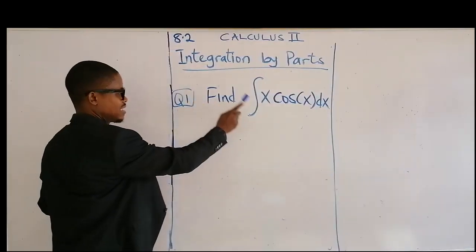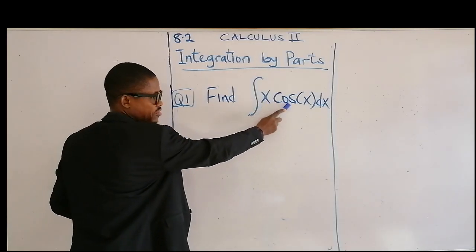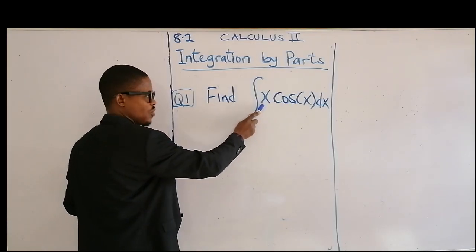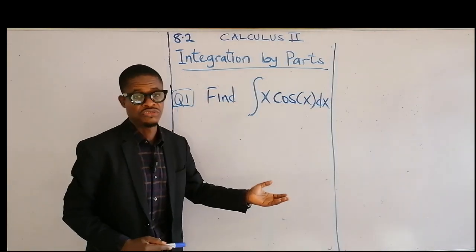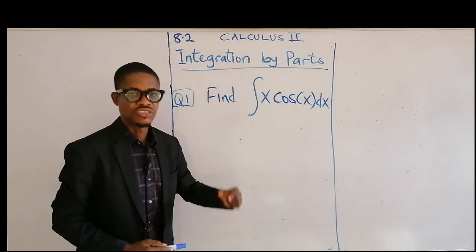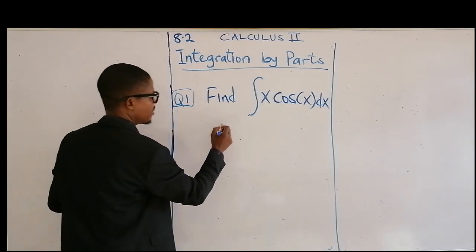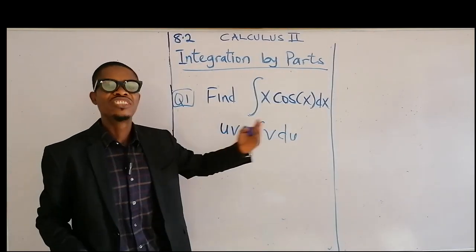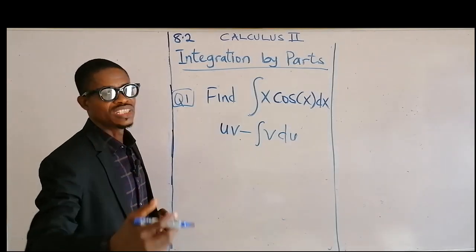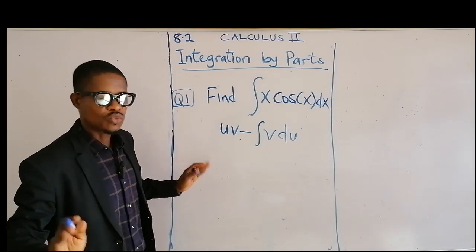Here is our question: find the integral of these two functions, x and cos x. I said at the beginning that when you have two functions, that calls for integration by parts, and this is our formula for integration by parts. So the question now is: how will I know which one is u and which one is v? That's a very simple question.